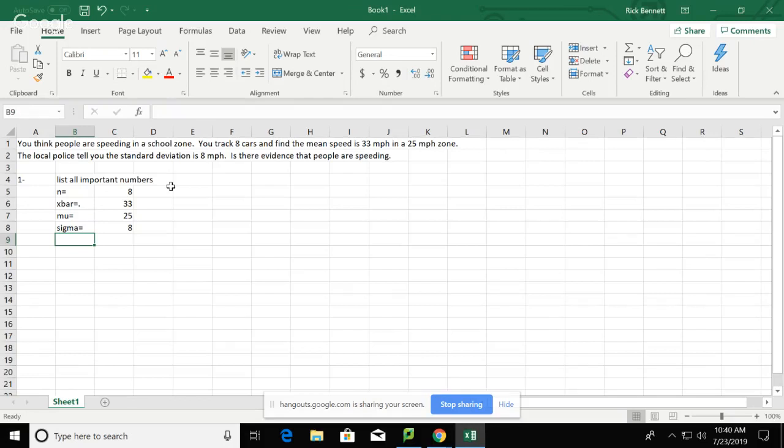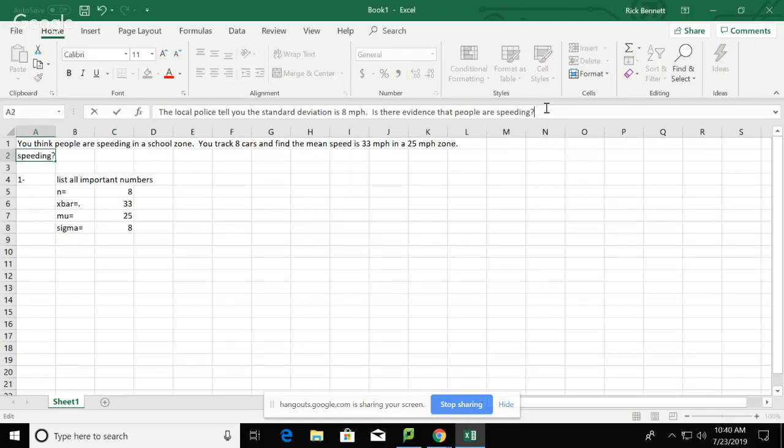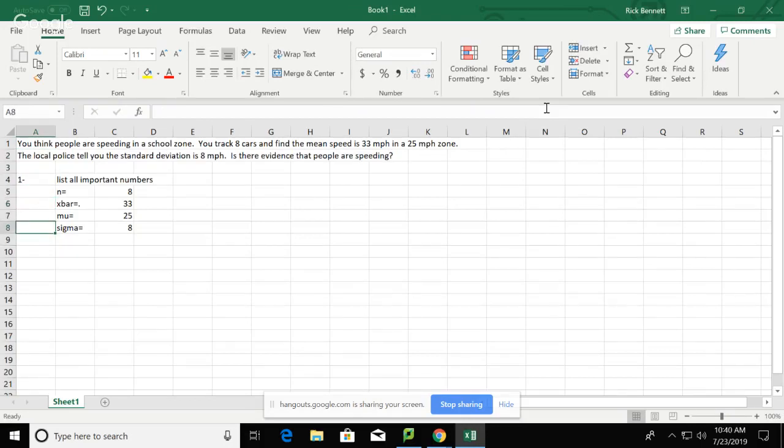Is there evidence that people are speeding? Oh, that should be a question, not a statement. Okay, are there any other numbers I should have? Your alpha. What's my alpha? 0.05. Alpha's 0.05 because it's not stated. If it's not stated, you assume it's 0.05, okay?